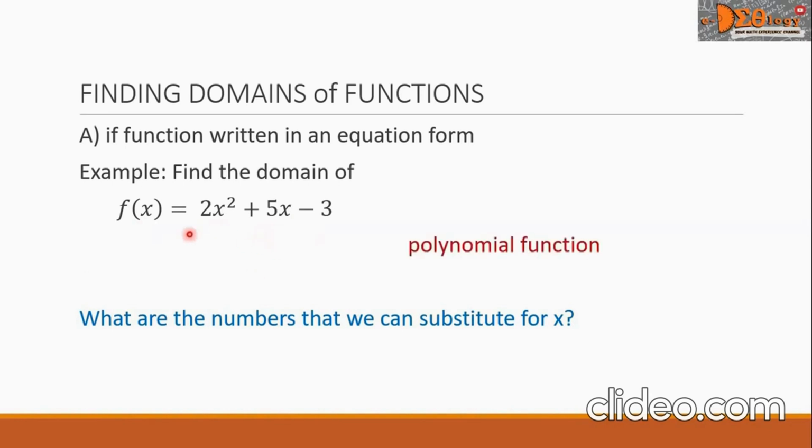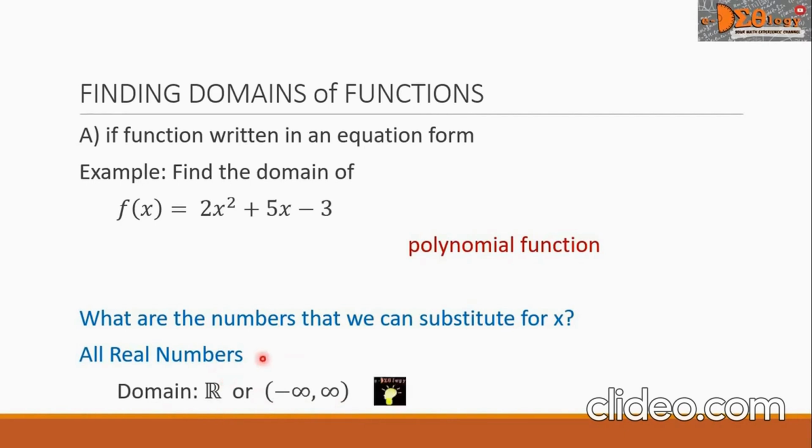If you notice, our function here is a polynomial function, and the domain of a polynomial function is all real numbers. So it means the domain here is all real numbers, and in symbol we can use R, or in interval notation this is equivalent to (-infinity, infinity). This is the interval notation for all real numbers. This is our final answer.